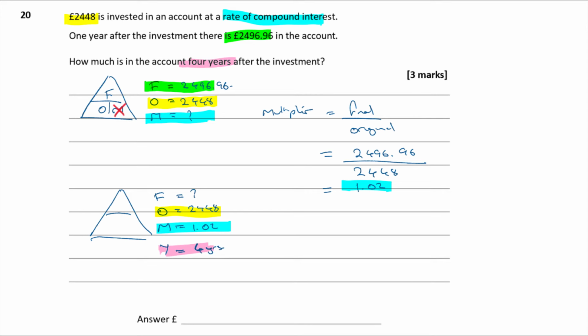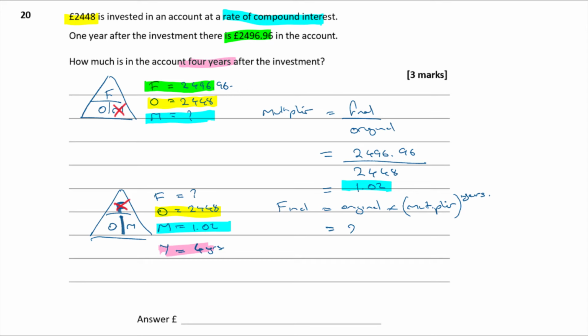Okay, so then the final, I forgot to put the values in, FOM. So I want the final in this case. So you cover that up with your thumb. It tells you what to do with the other 2. Final equals original times multiplier. Now, because this is a compound interest question, we also then just raise that to the number of years, okay? Because we're going to apply that multiplier a number of times.